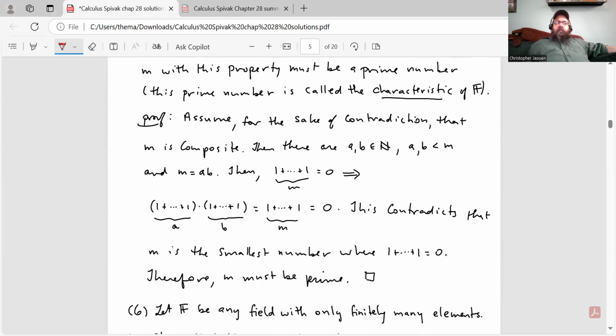Here's my proof. Assume for the sake of contradiction that m is composite. Then there are a, b in the natural numbers, such that a, b less than m and m equals ab. Then the sum of one with itself m times equals 0 implies that the sum of one with itself a times, times the sum of one with itself b times, is equal to the sum of one with itself m times, which is equal to 0. And this contradicts that m is the smallest number where the sum of one with itself some number of times is equal to 0. Therefore, m must be prime.